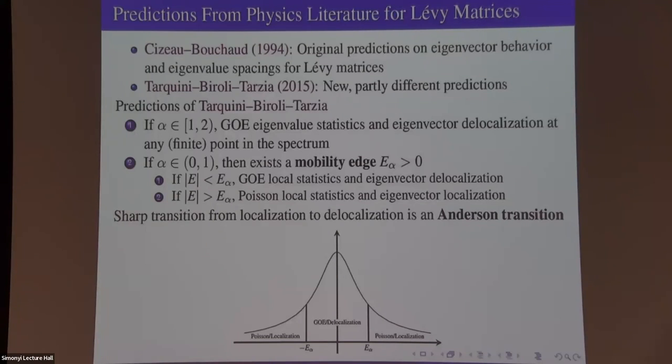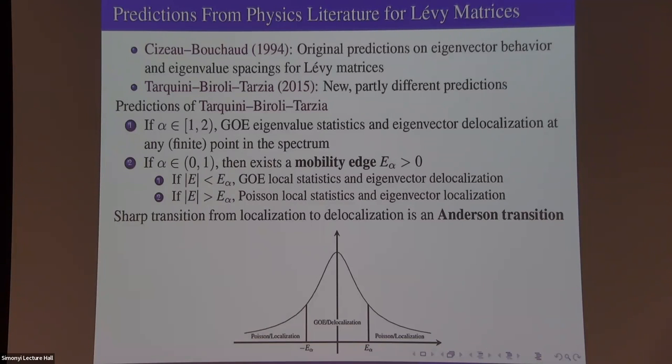So if alpha is between 1 and 2, then the prediction is that all of the level spacings of the eigenvalues should converge to those of the GOE throughout the spectrum. If I take any finite point in the spectrum, this should be given by the GOE. And any such eigenvector, if I have a finite eigenvalue, should be delocalized. So qualitatively speaking, throughout the spectrum, at least on any compact interval, I should see what you see in the Wigner case.